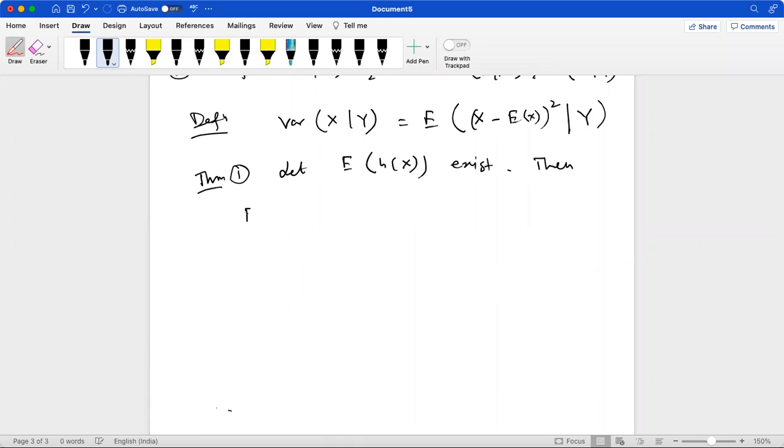Then if you take the expectation of h(x) given y, again this is a random variable. This random variable takes values on all the values that y takes. If you again take the expectation, now just expectation over y, then this is equal to just the expectation of h(x). This is a very, very important result.